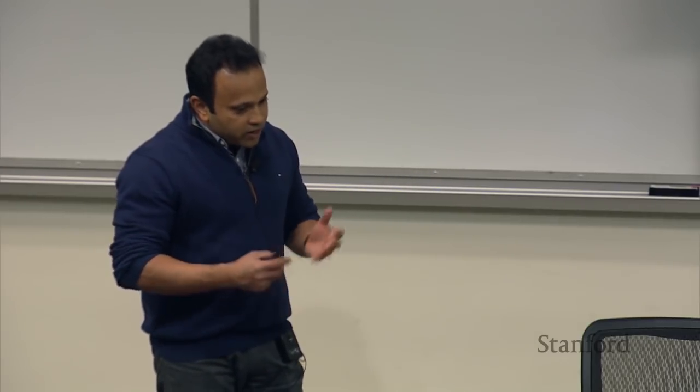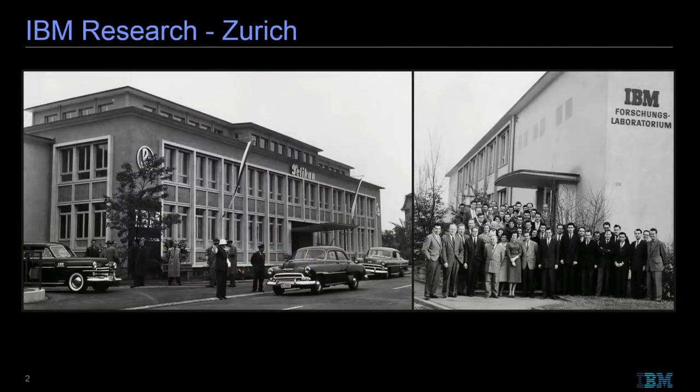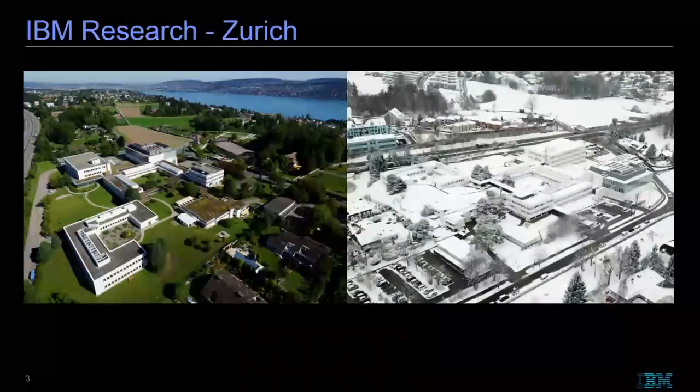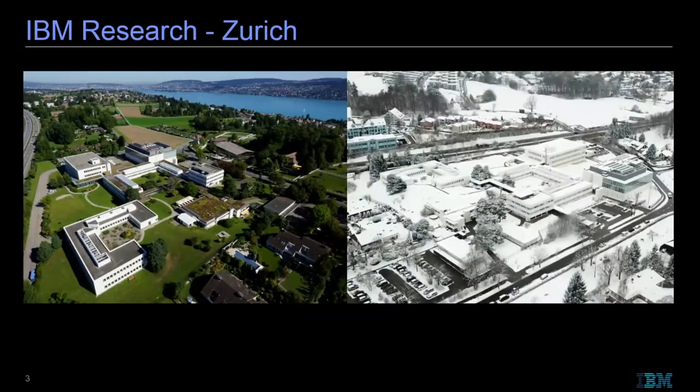Okay, so where do I come from? I'm from IBM Research in Zürich. I just put up this picture to show that it is actually a very old research lab. The Zürich lab was established in 1956. And you can see, from these pictures here, luckily we don't dress like that anymore in Zürich. So currently, the lab is located in this beautiful village of Rüschlikon by the Zürich Lake, but of late it's looking more like that. So all the more reason for me to be in California now.